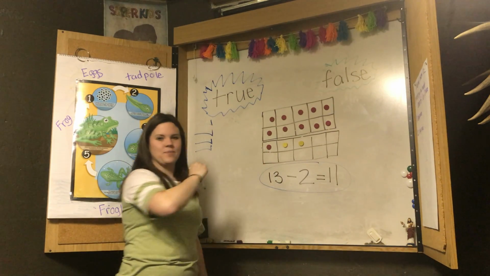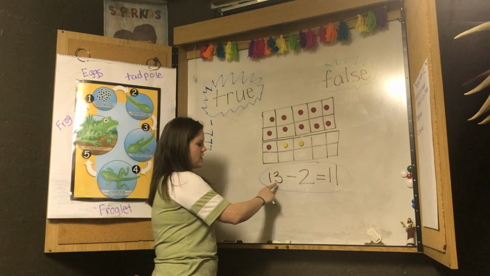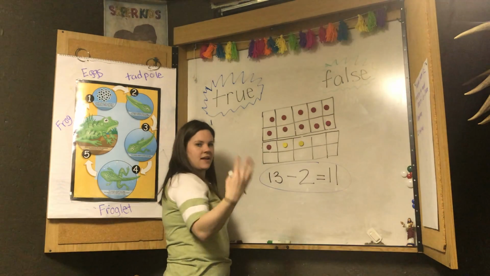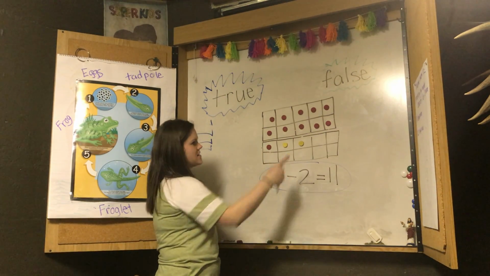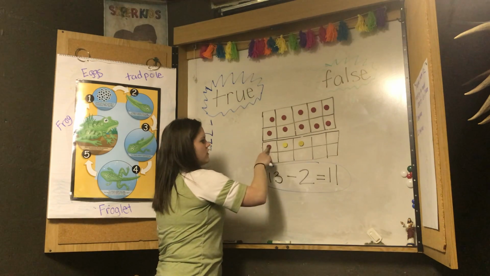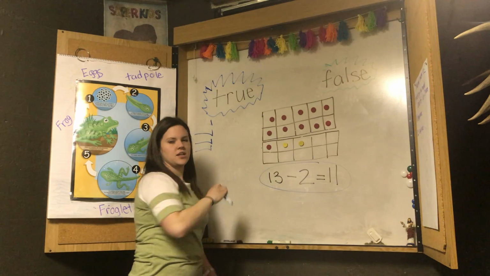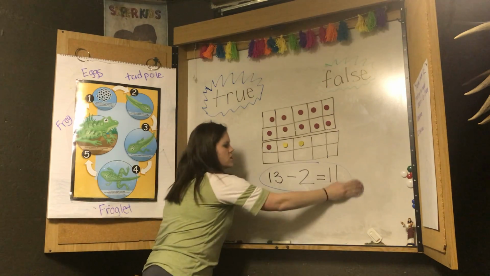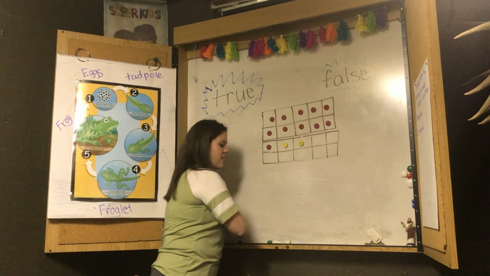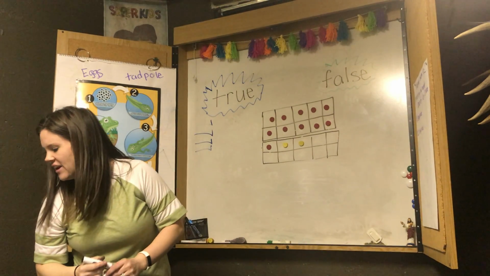Ding, ding, ding. Because I know right away, if I can, 13 minus 2 equals 11, that is true if 11 plus 2 equals 13. And it does, right? We see that here. 11 reds and 2 yellows equals 13. Those related facts help us out so much. It's all clicking together.